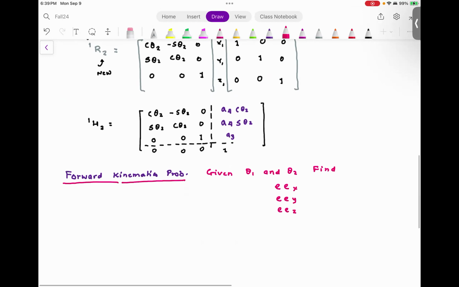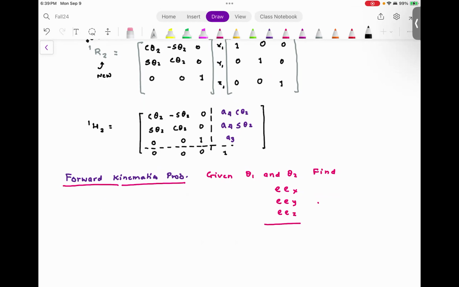And this is all expressed in x0, y0, and z0 frame. So distance of end effector will be with respect to the 0th frame in x0, y0, and z0. Everyone understood this?